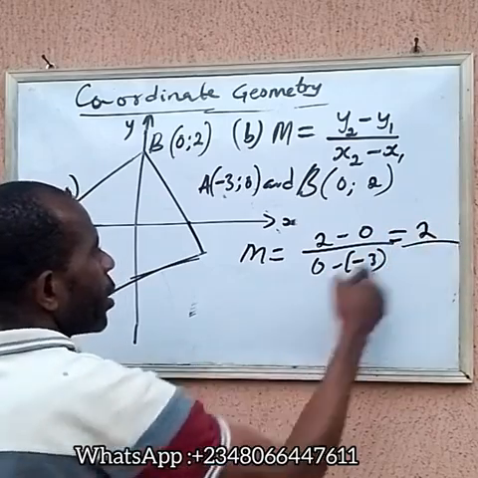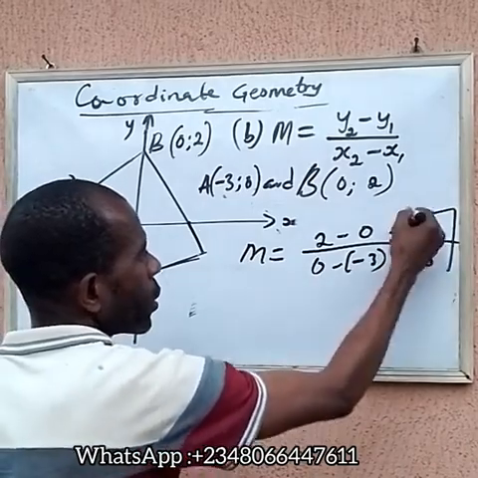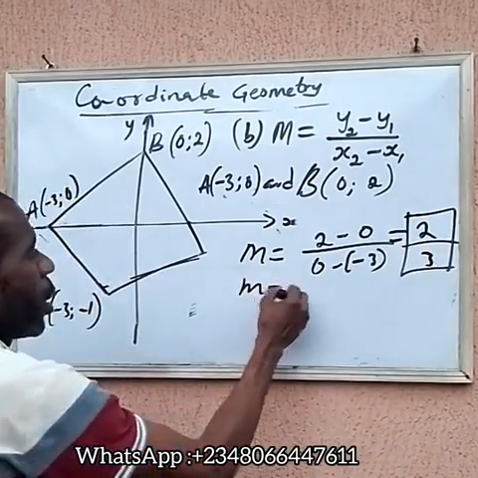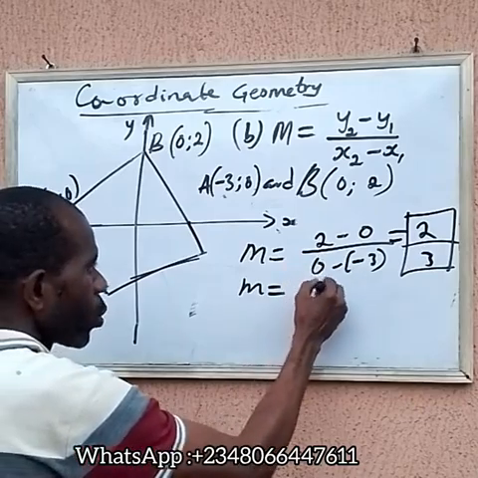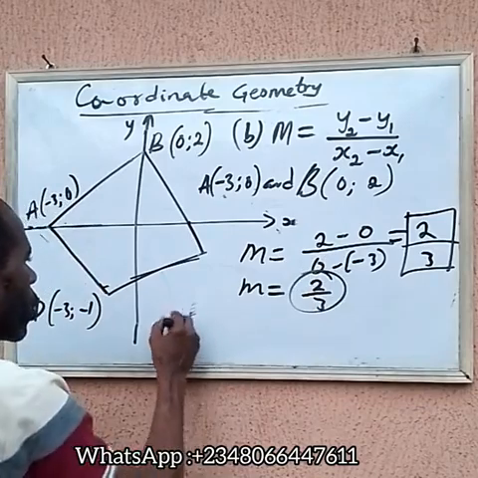2 here. Then this gives us negative times negative gives us what? 3. So this is your gradient. So your m is equal to 2 over 3. That is the answer to that. Now let's go to C.